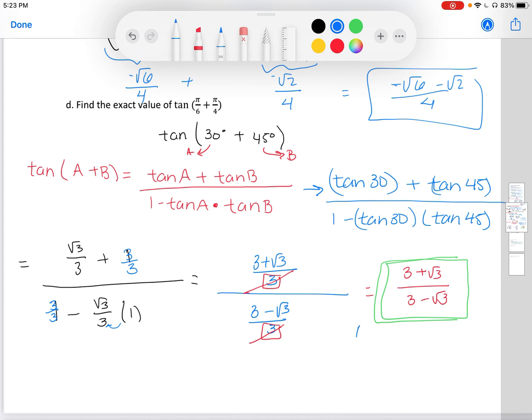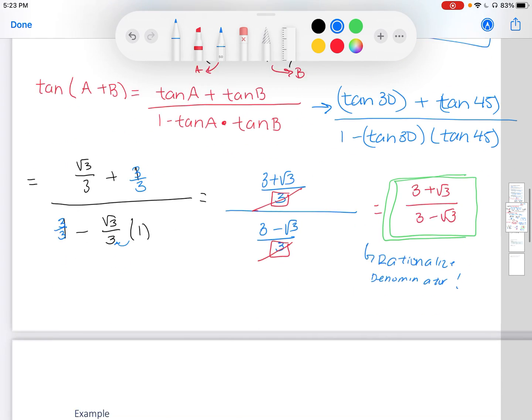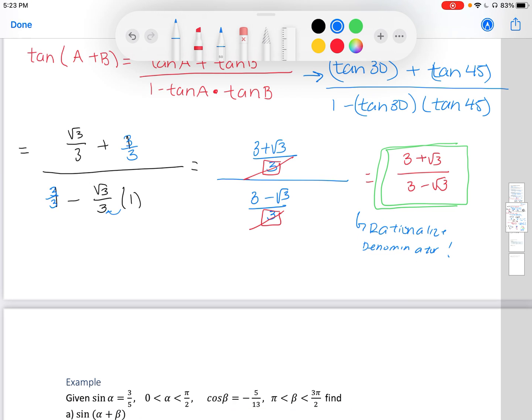So let me write a note about that. Rationalize your denominator, and you do that by multiplying by the conjugate. And I see that your text didn't do that, now that I was checking. But it's something we do in the math community to have some uniformity within our answers. We make sure that there's no square roots, radicals in your denominator. So we have as our answer 3 plus square root of 3 divided by 3 minus square root of 3.